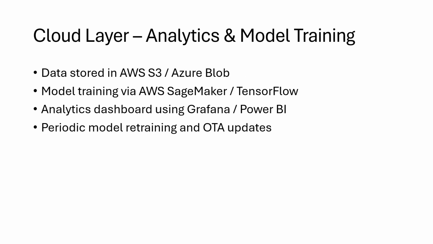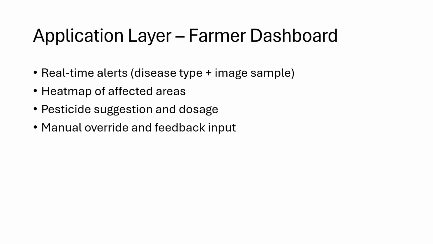The next one is the cloud layer, which we use for analytics and training. We are going to train the AI model in the cloud. The cloud stores the data, retrains AI models, and provides analytic dashboards for long-term insights. Model updates are sent back to the edge devices automatically. The last layer is the application layer, a farmer dashboard. The farmer receives real-time alerts, disease heat maps, and pesticide recommendations while retaining manual control.